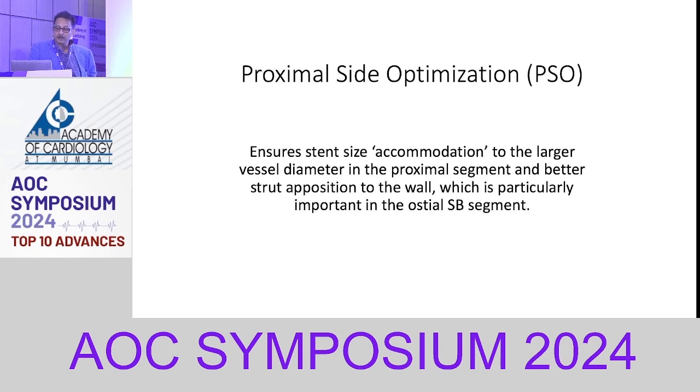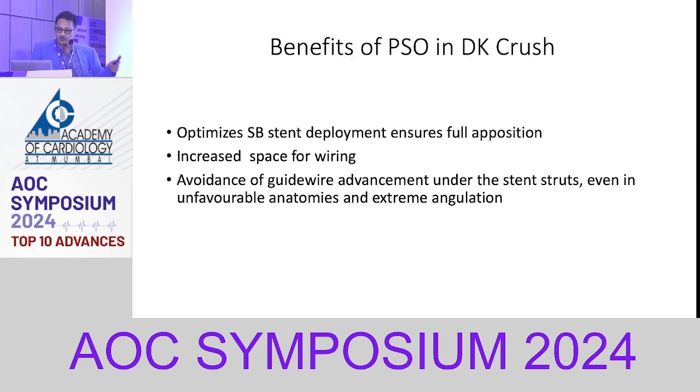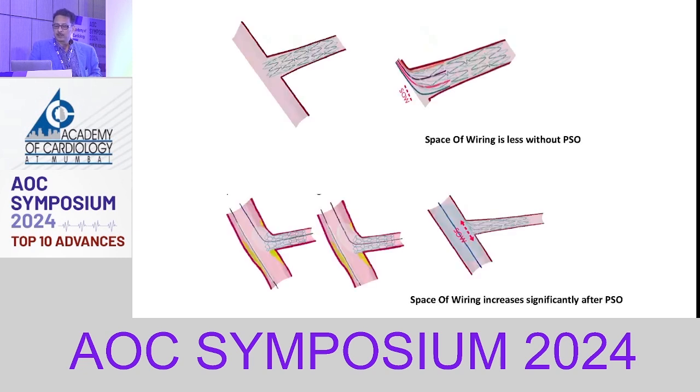a larger stent size matching the vessel diameter proximally, with better strut position to the wall. As a result, it helps you to increase the space for wiring, and the guide wire advancement into the side branch is more assured. This is what happens. If you see the first two pictures, the stent is still hanging at the ostium, and the side branch, and see the wire, how it goes. The wire can go under the stent, through the strut. You're not really sure on fluoroscopy.